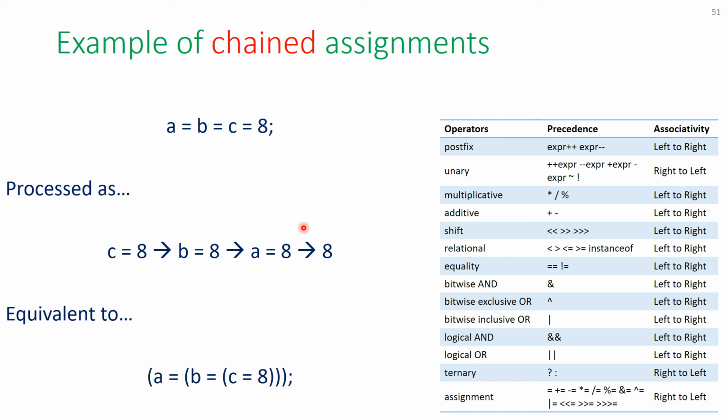It matters because here I have a side effect. I'm assigning 8 to c, and the result of that is 8. Then I'm assigning 8 to b. The result of that is 8. I'm assigning 8 to a, and that's it. And the result of that is 8, but then it's ignored. Okay?